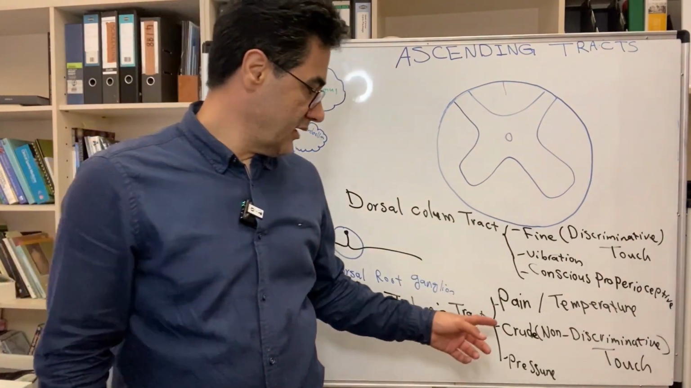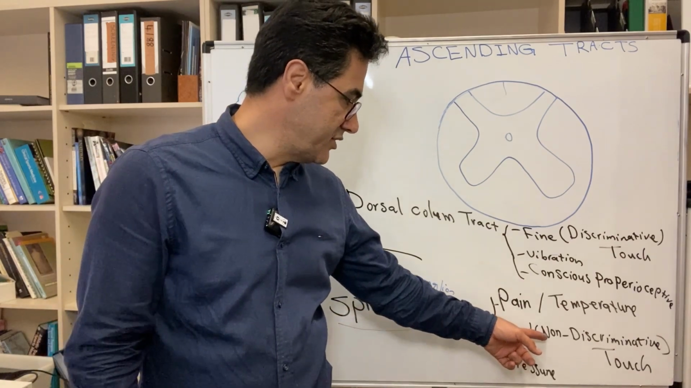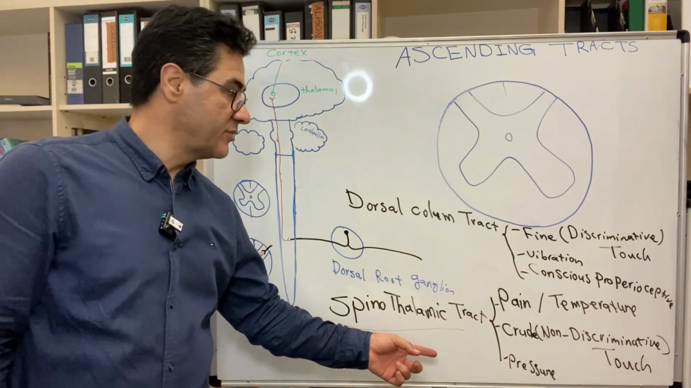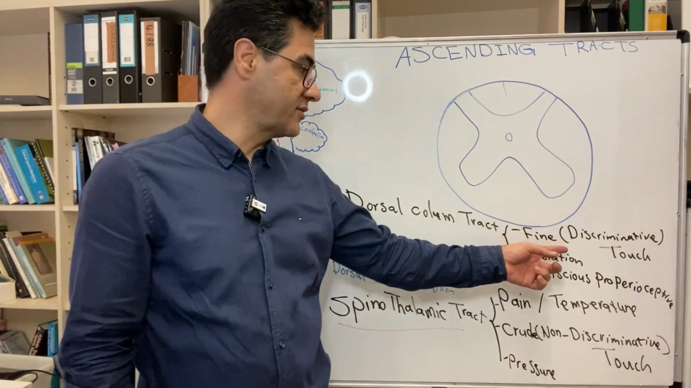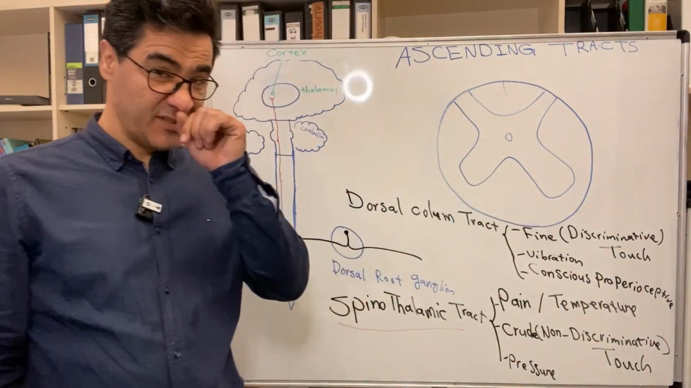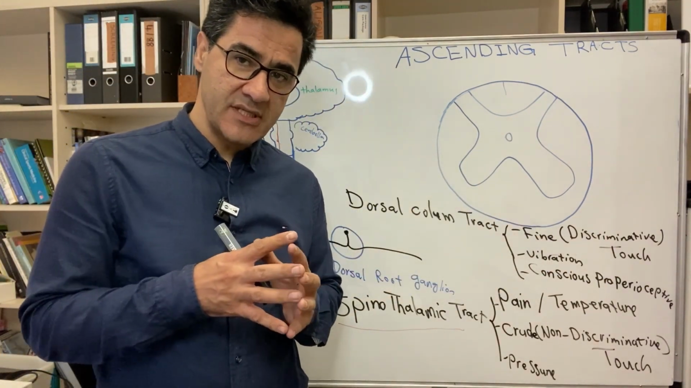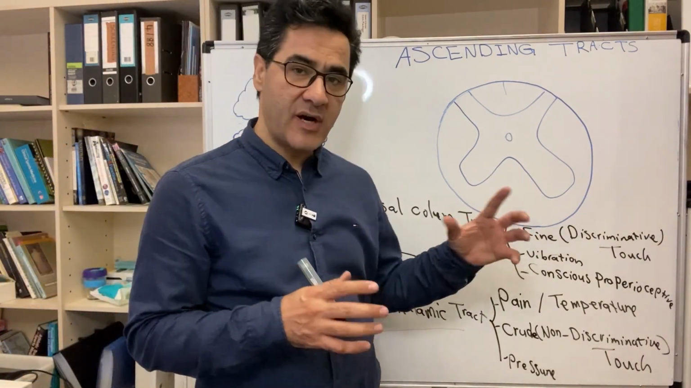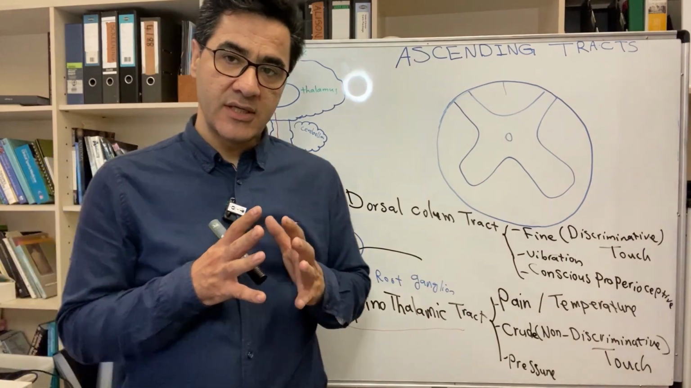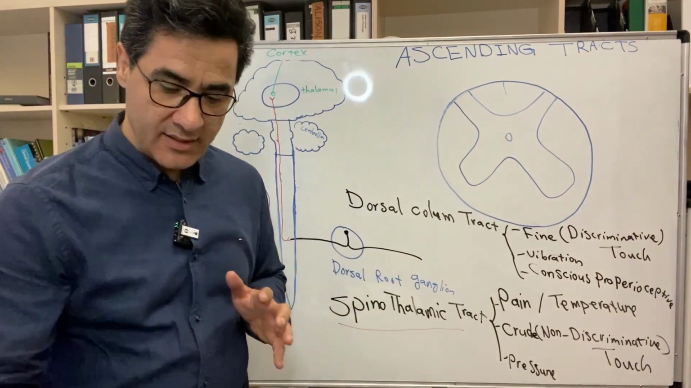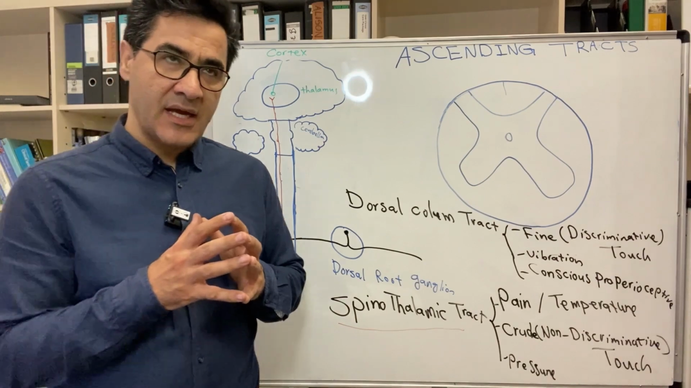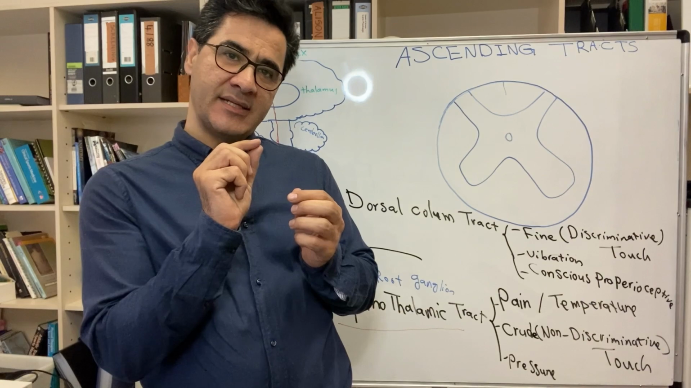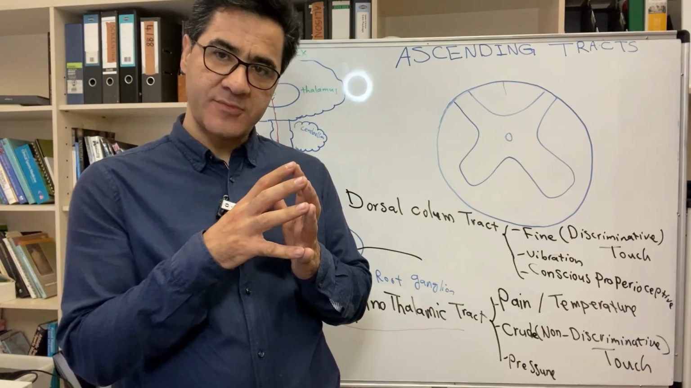In my previous video, I showed you that non-discriminative touch or crude touch is carried by the spinothalamic tract. But here we have the other type of touch or tactile, called fine or discriminative touch. What is the difference between these two kinds of sensory information? When I say fine touch or discriminative touch, it means that it's really precise. It helps you to detect the size and texture of the object.